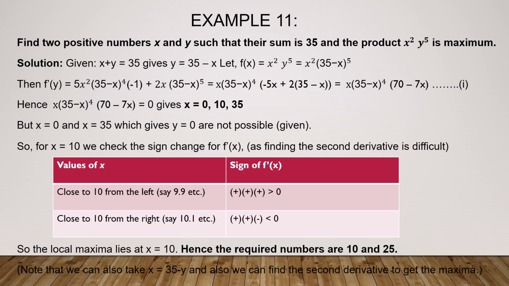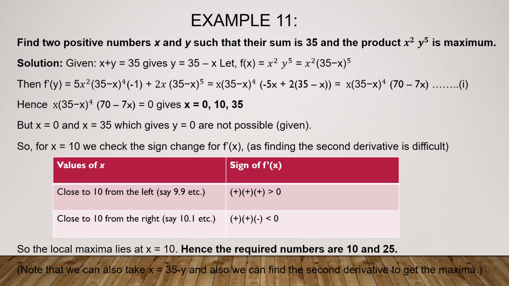Example next. Find two positive numbers x and y such that their sum is 35 and the product x square y raised to 5 is maximum. Right? So first of all, what is given to us is two numbers x and y. x plus y is 35. Remember both are positive. And another thing which is given is the product x square into y raised to 5. This should be maximum. So first of all, x plus y is 35. For all these types of examples, just convert it into one variable. Correct? So let y be equal to 35 minus x.